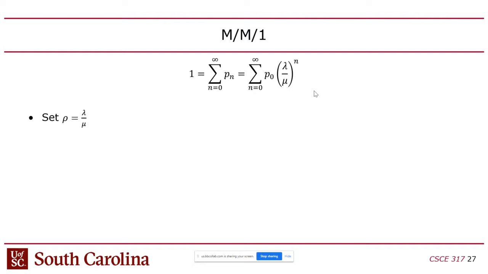Now we're going to set lambda over mu to be a new variable called rho. You don't have to do this; it's just to simplify the math a little bit. Rho is just lambda over mu, the ratio of arrival over service rates, and as I mentioned, it is between 0 and 1. So you can replace lambda over mu with rho, and you can move the p sub 0 outside the summation.